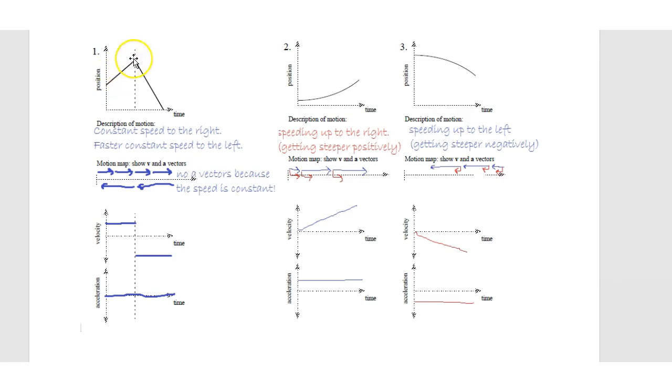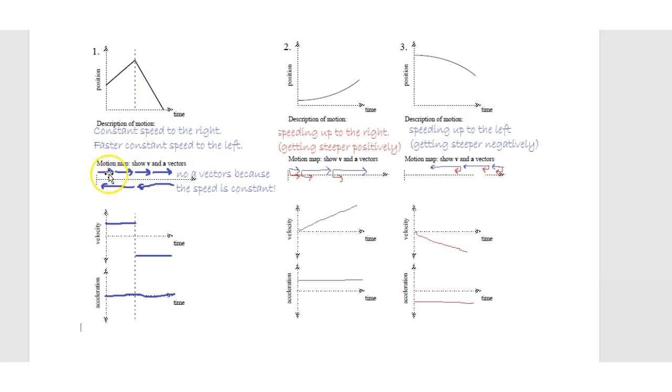So here we have a straight line, so that indicates a constant speed. It is in a positive direction because the slope is positive. So the description of motion: constant speed to the right. We say that right is positive and left is negative. And then here we change direction because we changed slope. We went from a positive slope to a negative slope. So that means that now we're actually moving faster to the left.